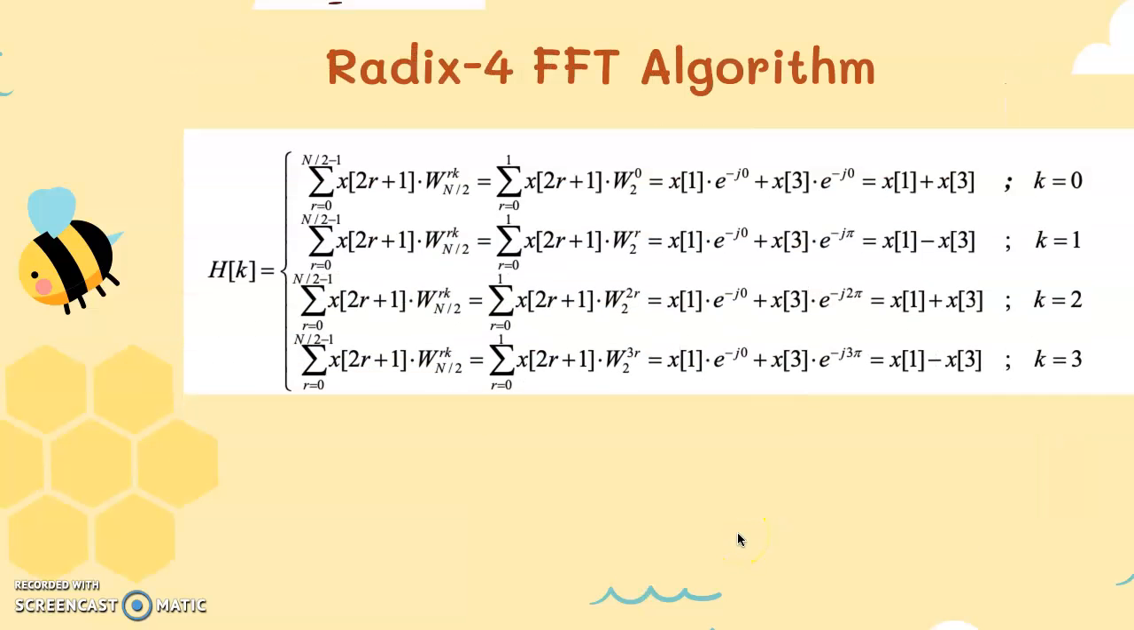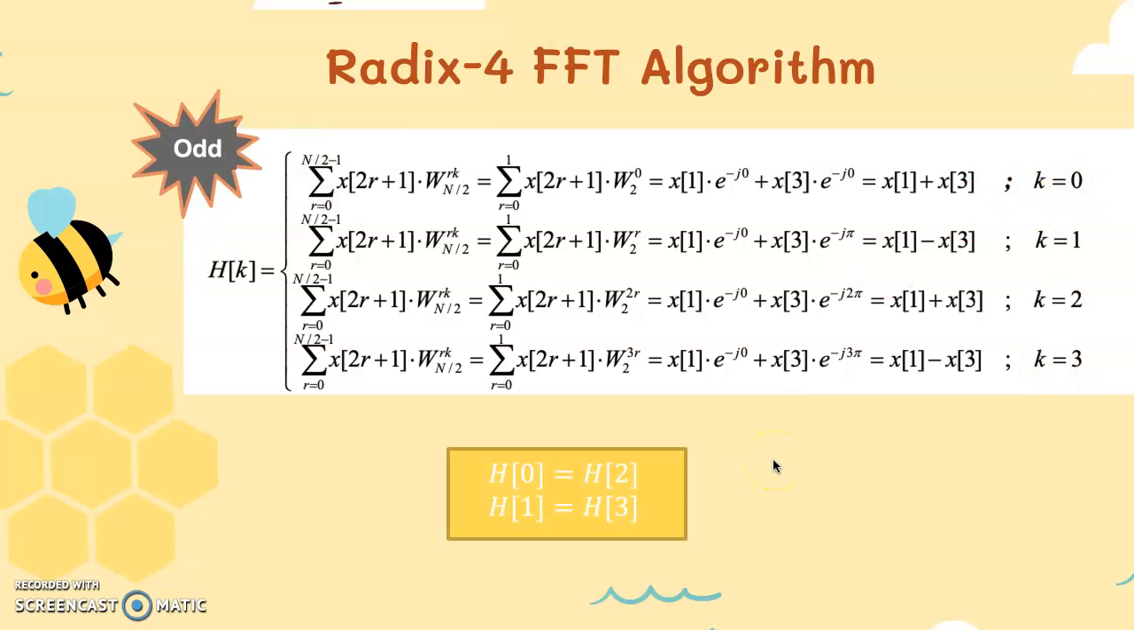And for the odd part, so 2r plus 1, it becomes x1, because r is 0, 0 plus 1 is 1, and then 2 plus 1 is 3. So x1, x3, k0 until k3. Finally we get H0 equals H2 and H1 equals H3. Okay, this is how you derive everything.